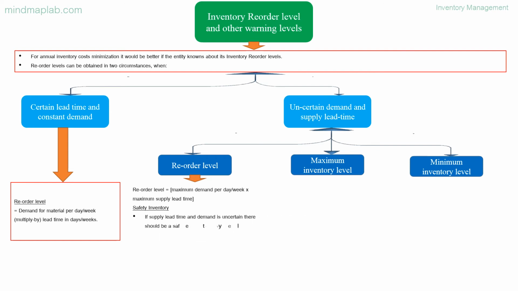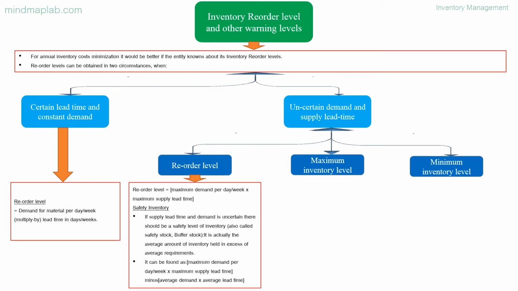Safety inventory. If supply lead time and demand are uncertain, there should be a safety level of inventory, also called safety stock, buffer stock. It is actually the average amount of inventory held in excess of average requirements. It can be found as maximum demand per day, week, multiplied by maximum supply lead time, minus average demand multiplied by average lead time.